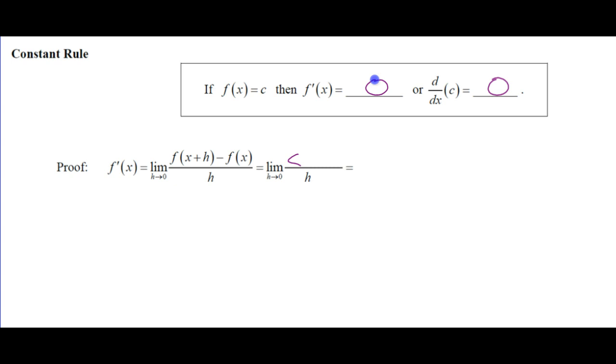What's f of x? C. So that's the limit as h approaches 0 of, what's c minus c? Let's go with 0. So we got 0 over h. What's the limit as h approaches 0 of 0 over h? 0. So that's the proof of the constant rule, which just says that the slope of a horizontal line is 0, right? I mean, we knew this back in 10C.